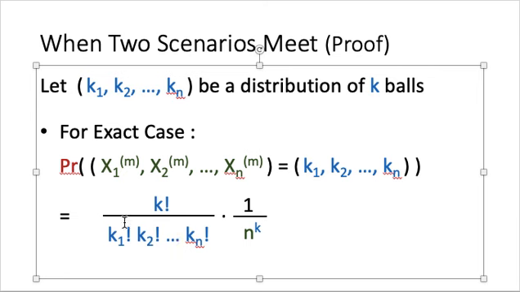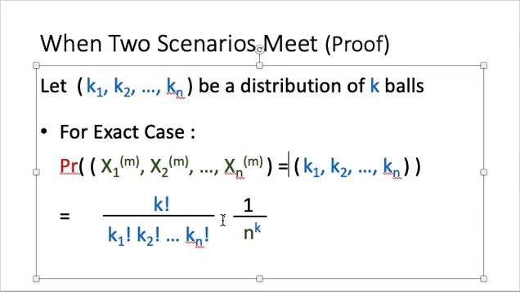So for this term, we have k balls, right? We need to select exactly k1 balls to put into the first bin, and then exactly k2 balls to put into the second bin, and so on and so forth. So this term represents the number of ways to do such a selection.